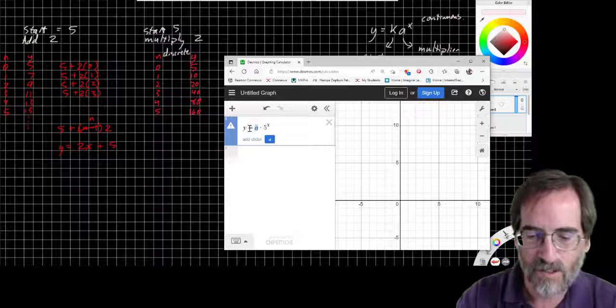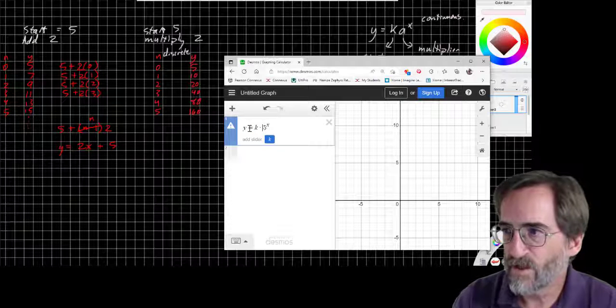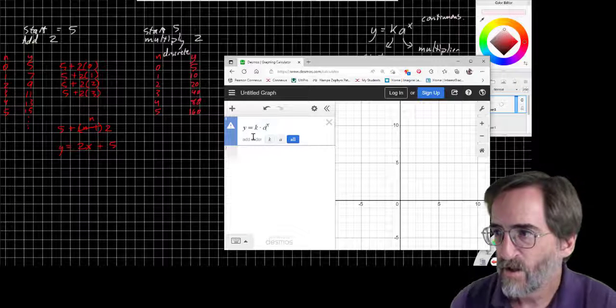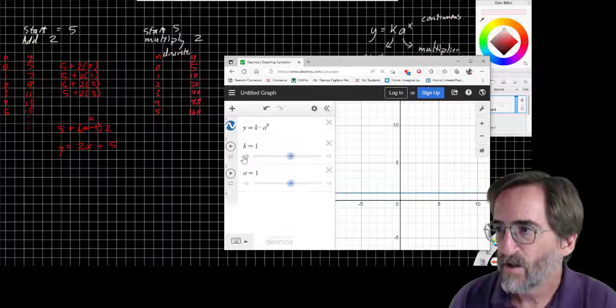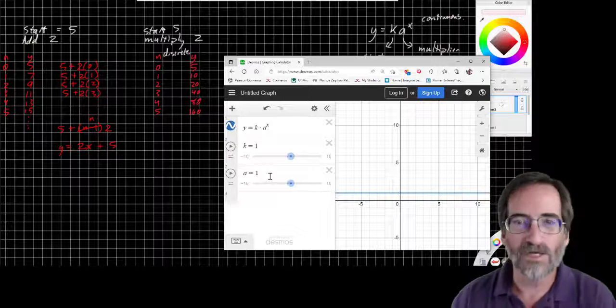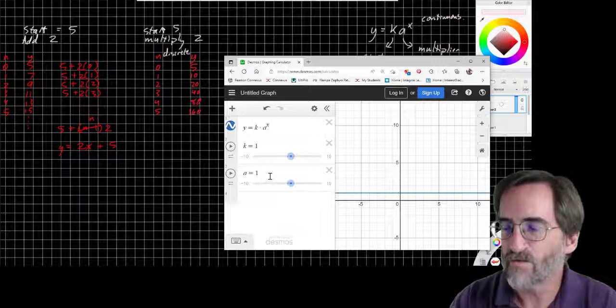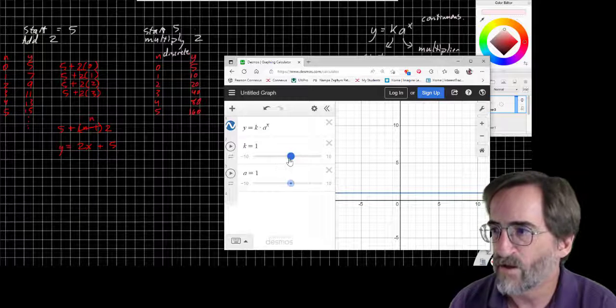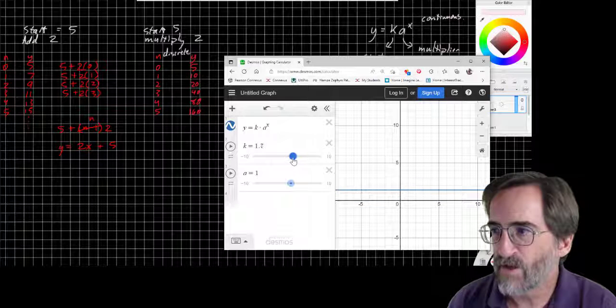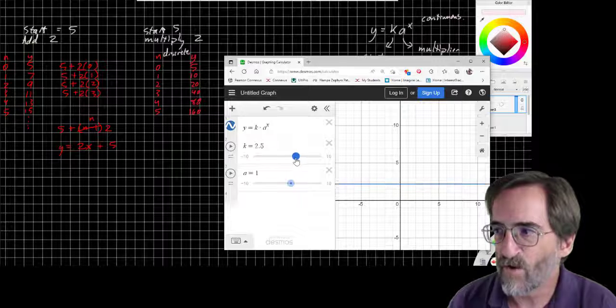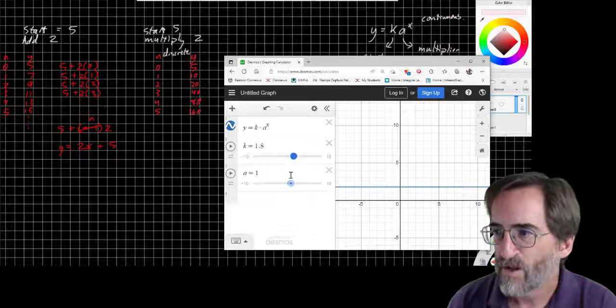Okay, let's use k for this and a for this, okay? I'm going to add sliders here. So when k is 1 and a is 1, it's kind of uninteresting. It's basically y equals 1, a whole flat line here. And as k goes up and down, the y-intercept goes up and down. But as a gets bigger, it gets steeper and steeper.